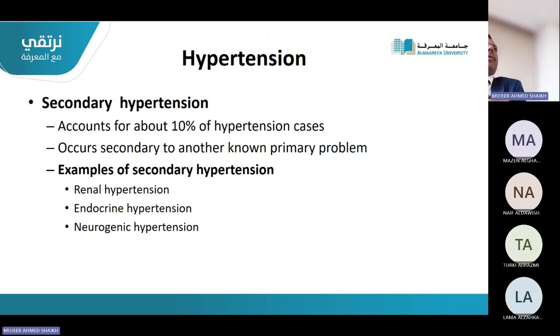Secondary hypertension is because of some problem related to another organ, another system. So renal hypertension, endocrine, or neurogenic hypertension. Here you have to treat the cause. If the kidney has a tumor, remove the tumor. If the kidney has atherosclerosis, you have to repair the atherosclerosis. If the endocrine system has a tumor, with excessive secretion of some hormone, you have to treat that, and the hypertension will be gone. So this is secondary hypertension.